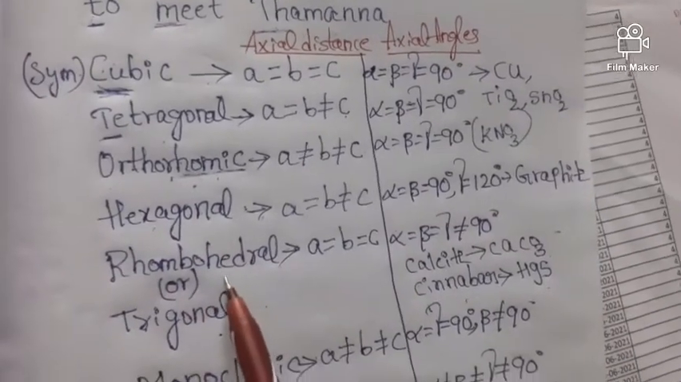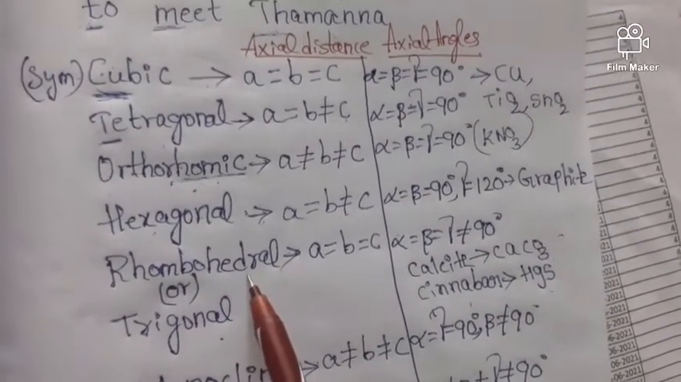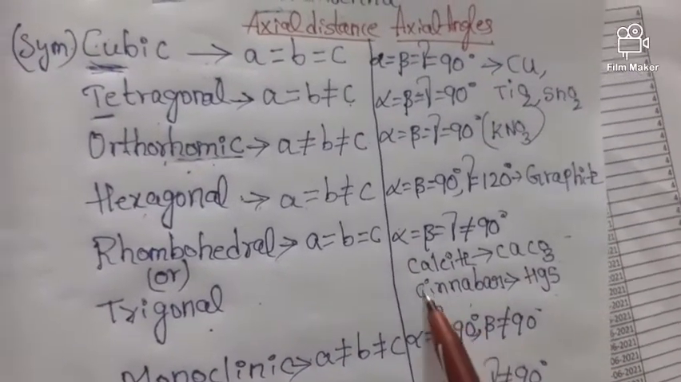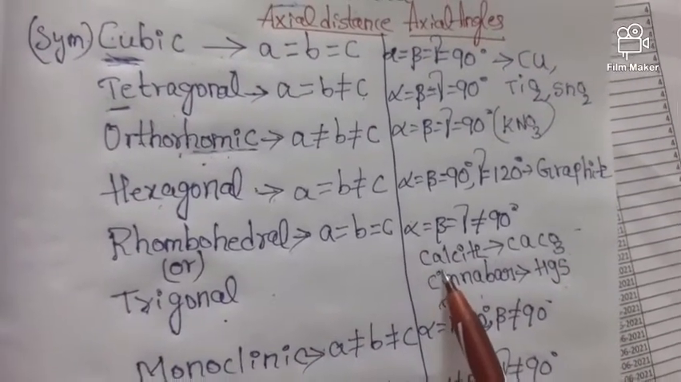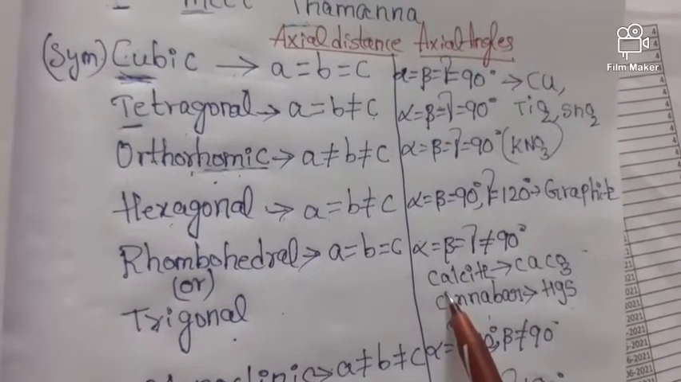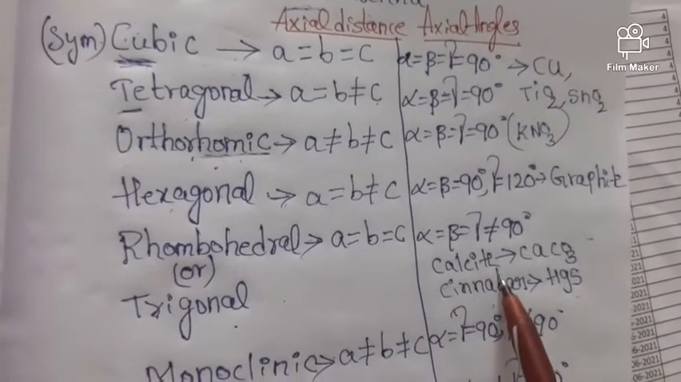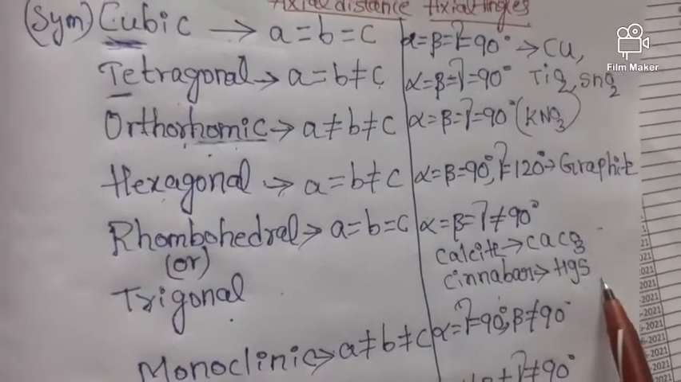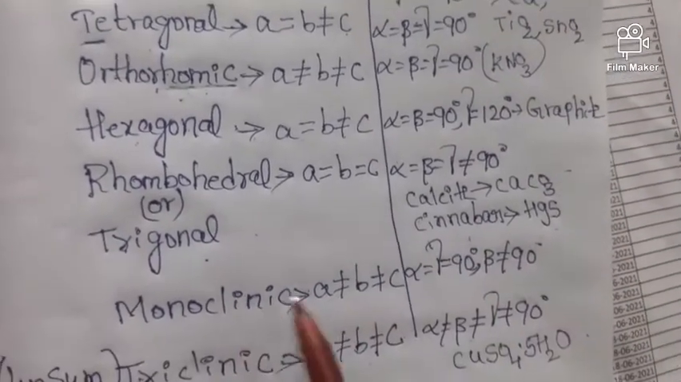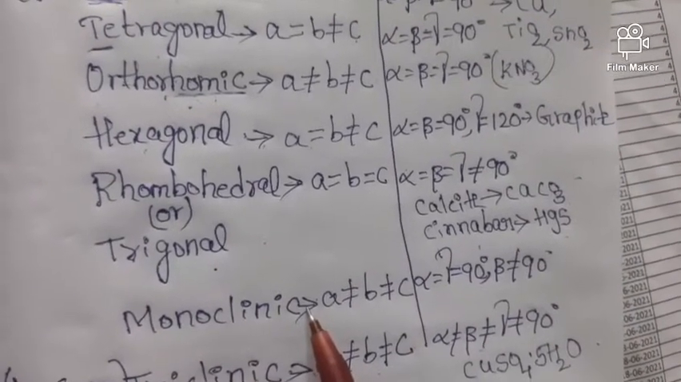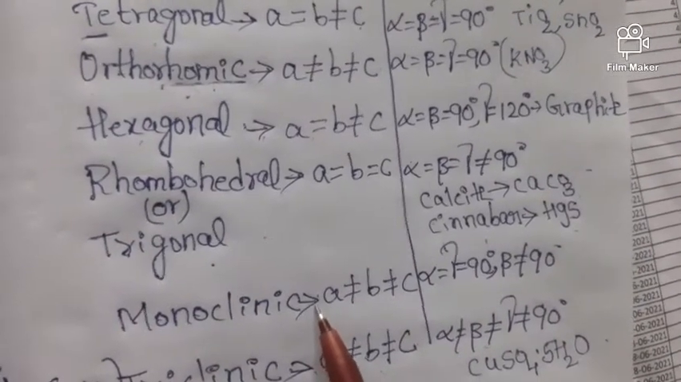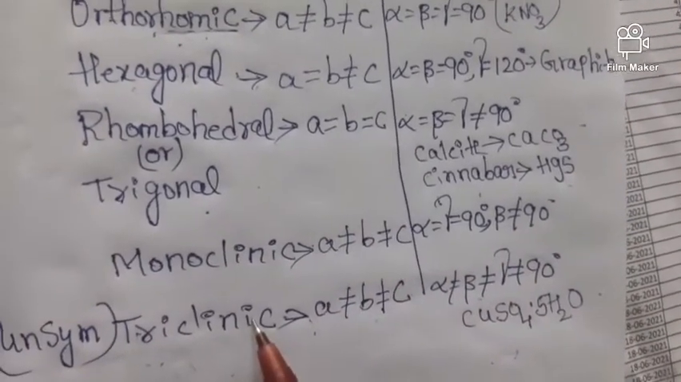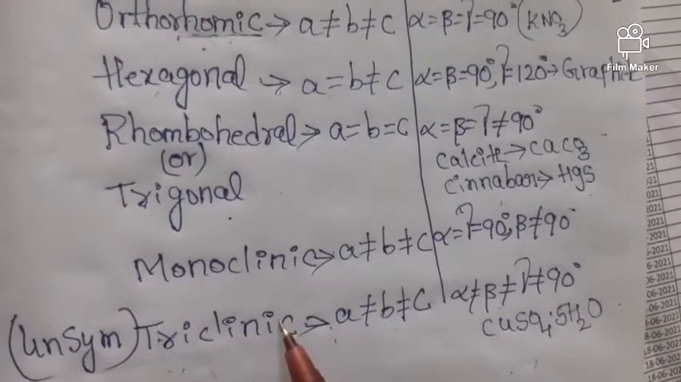And for the rhombohedral or the trigonal, these examples are very important, friends. Try to remember. In exams the question may be asked to find the chemical formula for calcite or cinnabar. So calcite means calcium carbonate, cinnabar means mercuric sulfide. And monoclinic means monoclinic sulfur. Next, triclinic means hydrated copper sulfate.